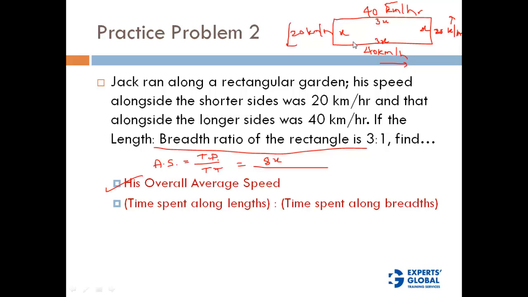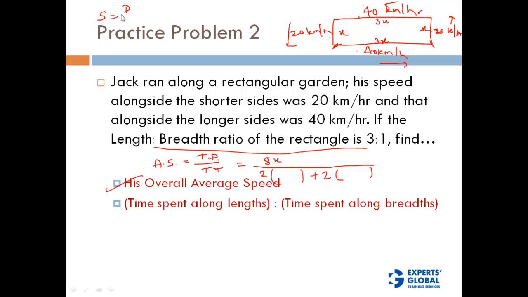You will see that the time taken to travel the length on both sides is going to be the same because it's the same distance and the same speed, whereas the time taken to travel the shorter sides individually is also going to be the same. So that means it is going to be 2 times the time taken to travel the length individually, plus 2 times the time taken to travel the breadth individually. Let's come back to the basics.